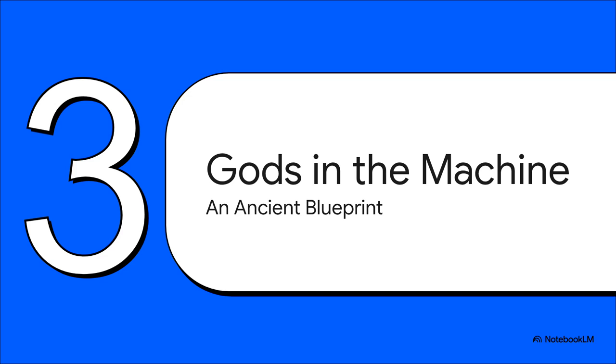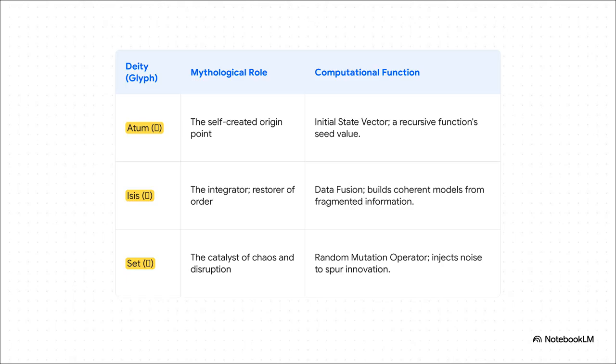And this is where things get really unexpected, bridging this enormous gap between ancient cosmology and modern AI architecture. I mean, just look at this. The system's core architecture is a direct mapping of the Egyptian creation myth. Atum, the self-created god, is the program's starting point, its initial seed value. Isis, the goddess who restores order, she acts as a function that pulls fragmented information together into a coherent whole. And Set, the god of chaos, he's there to inject randomness and mutation, that essential disruption that spurs innovation and stops the system from getting stale.